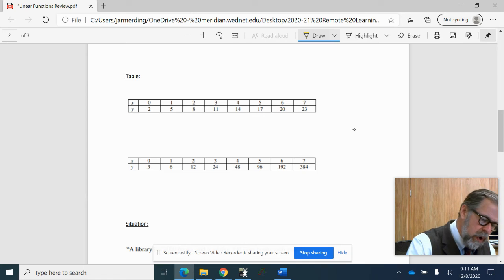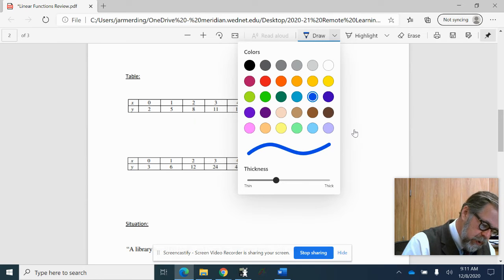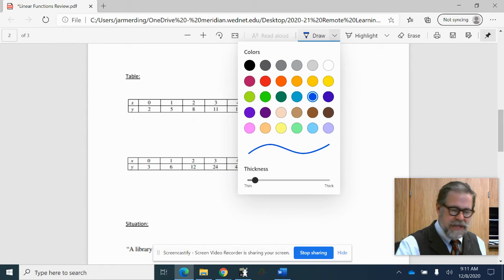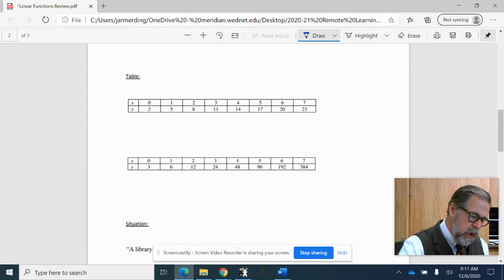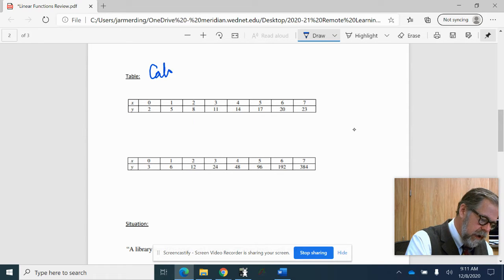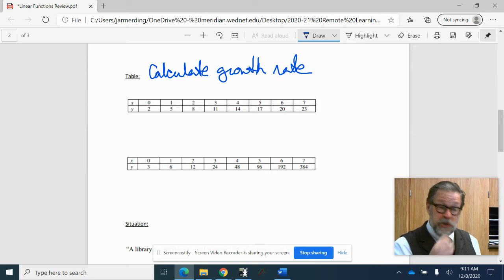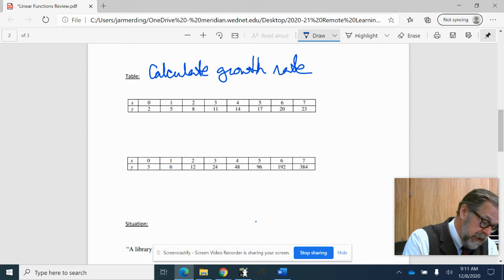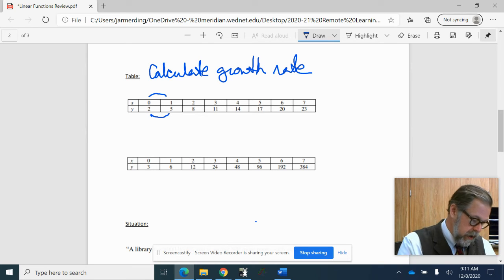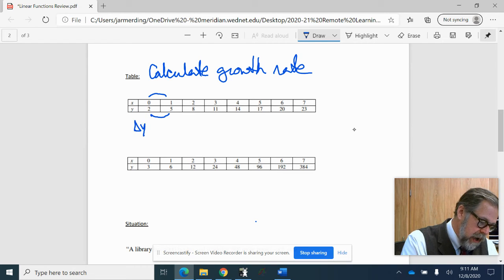On table, we're going to go back to the idea of the slope, the growth rate. We're going to actually calculate the growth rate. And we know that if this is a table of a linear function, that growth rate must be constant. So let's just pick 2 points in the table. We'll go from here to here. Change in y over change in x. Well, 5 minus 2 is 3.